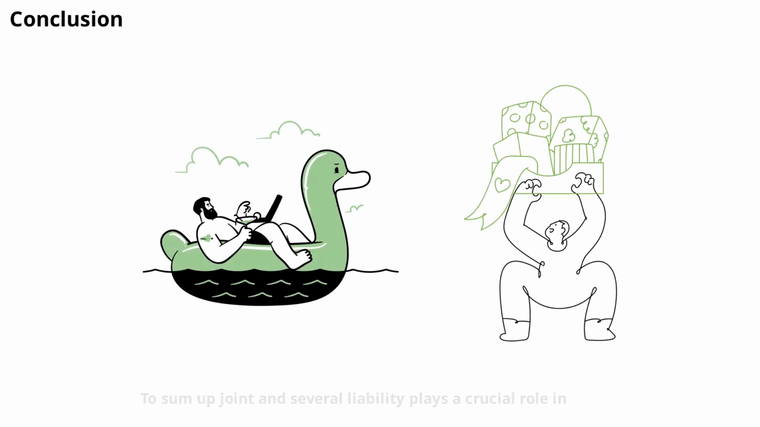To sum up, joint and several liability plays a crucial role in law by balancing the interests of plaintiffs and defendants. It ensures that victims are compensated, while also encouraging parties to carefully consider the risks before entering agreements. By understanding this concept, you can better protect yourself and make informed decisions in both personal and professional contexts.